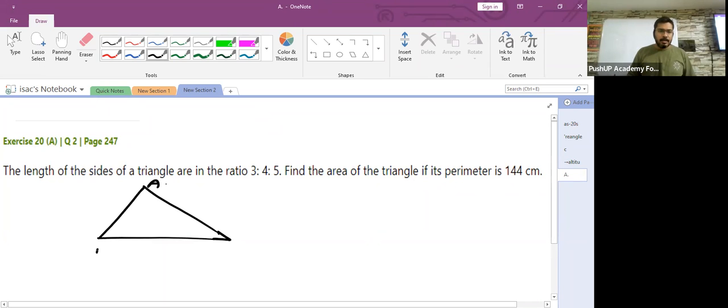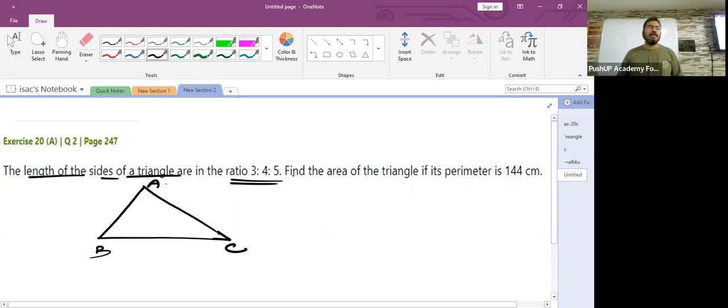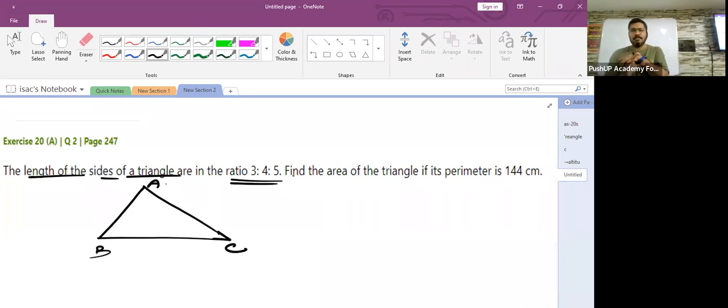Triangle A, B, C. Have they mentioned what type of triangle this is? They haven't mentioned what type of triangle this is, but they have mentioned that the length of the sides of this triangle are in the ratio 3:4:5. Isn't it? Children, this sum can be solved in two different ways. Okay, very in advance, I am telling you that this sum can be solved in two different ways.